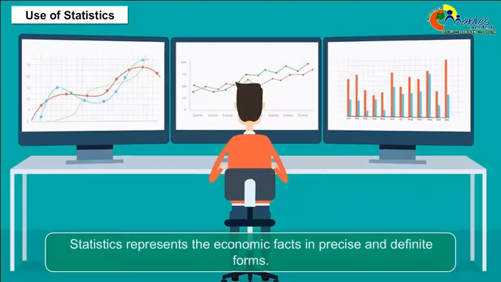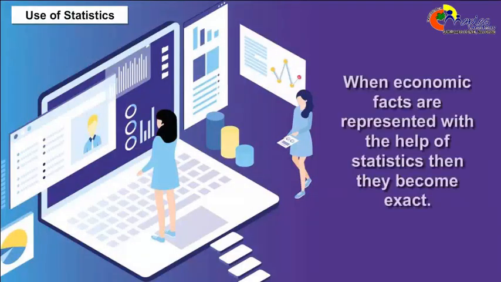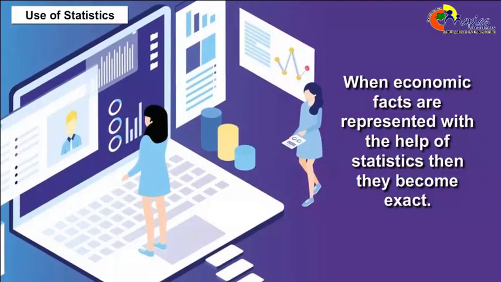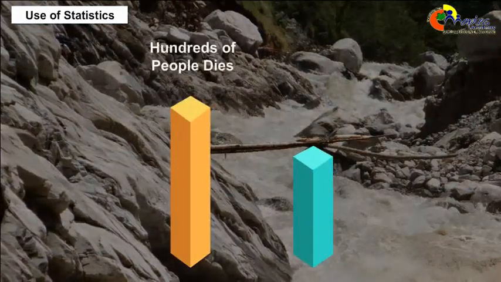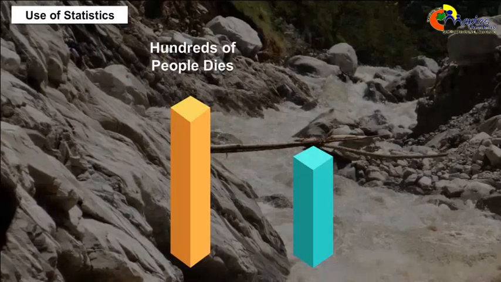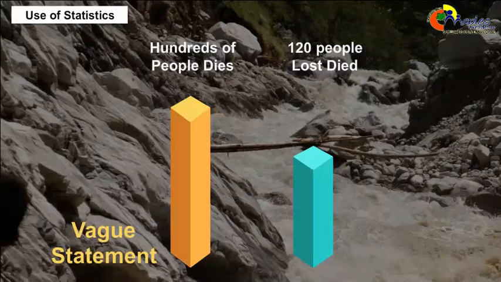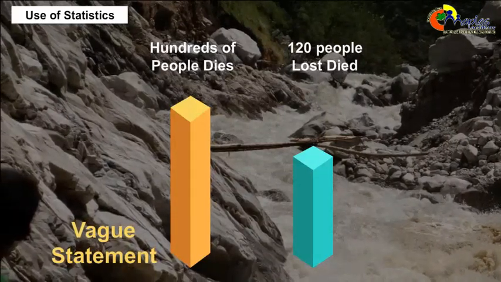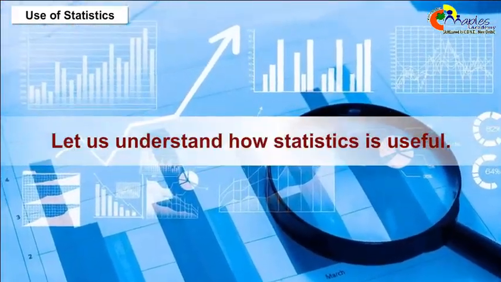Statistics represents the economic facts in precise and definite forms. When economic facts are represented with the help of statistics, then they become exact. For example, if we say hundreds of people died in Uttarakhand due to cloud burst, then it's a vague statement. But if we say 120 people died in Uttarakhand due to massive cloud burst, then it is an exact number. Let us understand how statistics is useful.